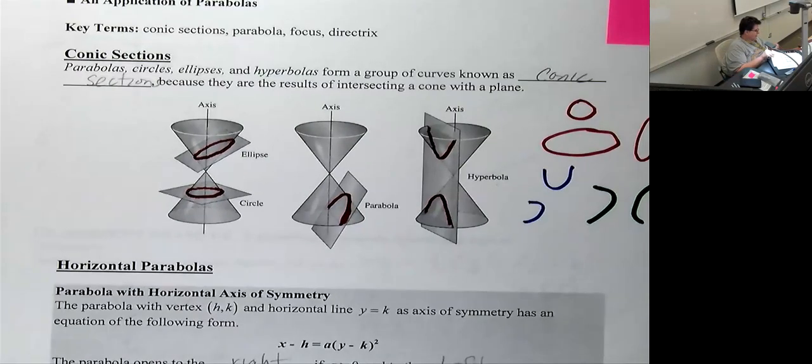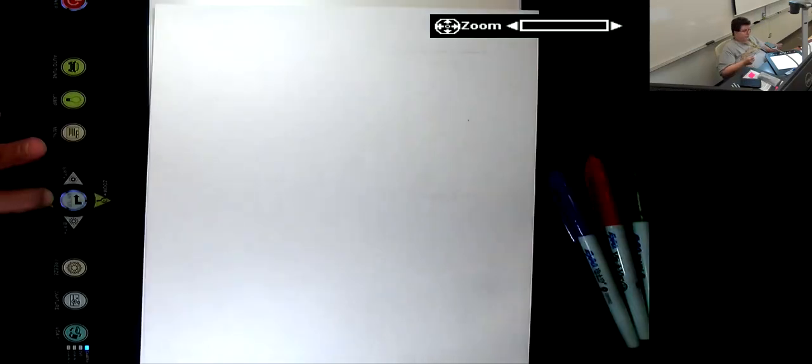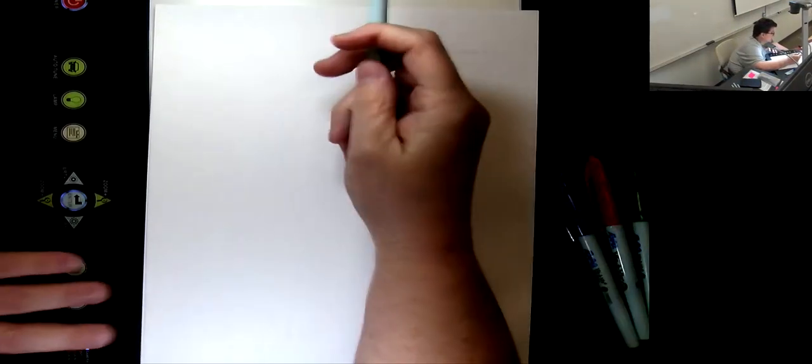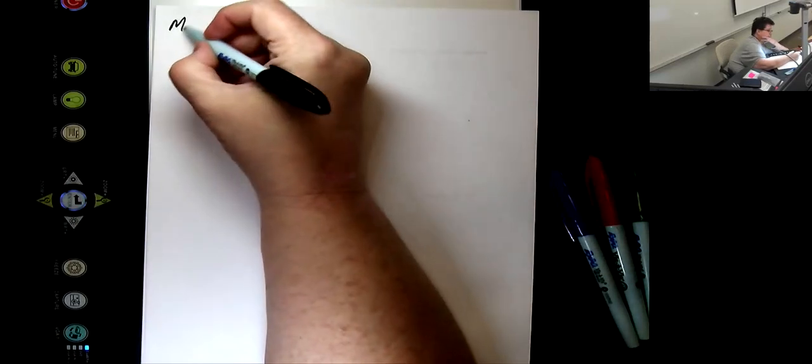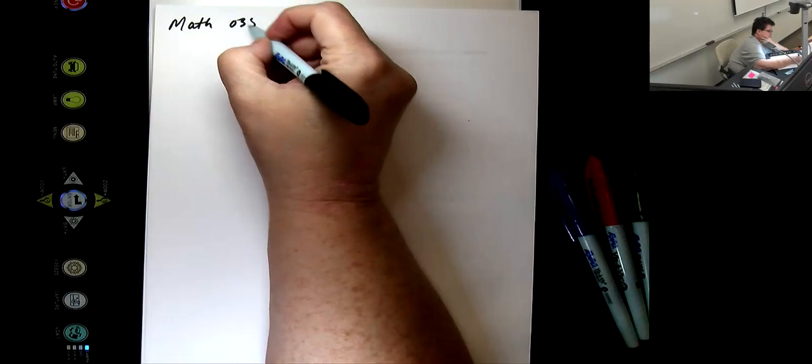And they actually do a lot of stuff, even outside of geometry. The equations that they create are used in differential equations, all sorts of stuff. So 10.1 is on the parabola.